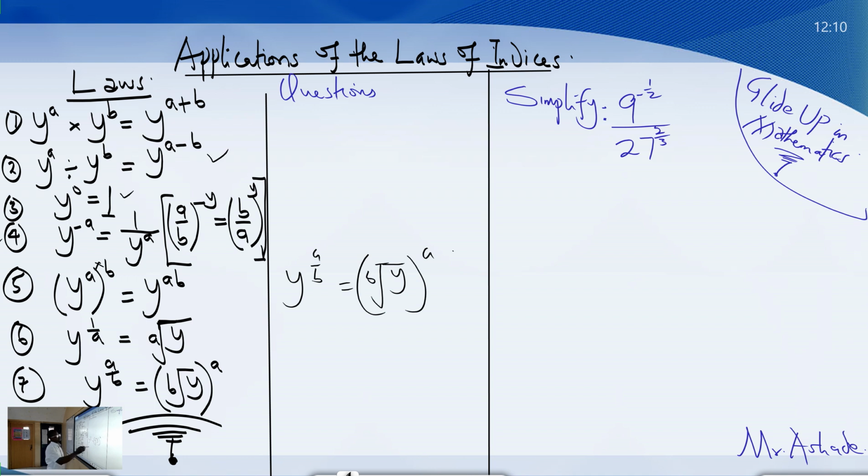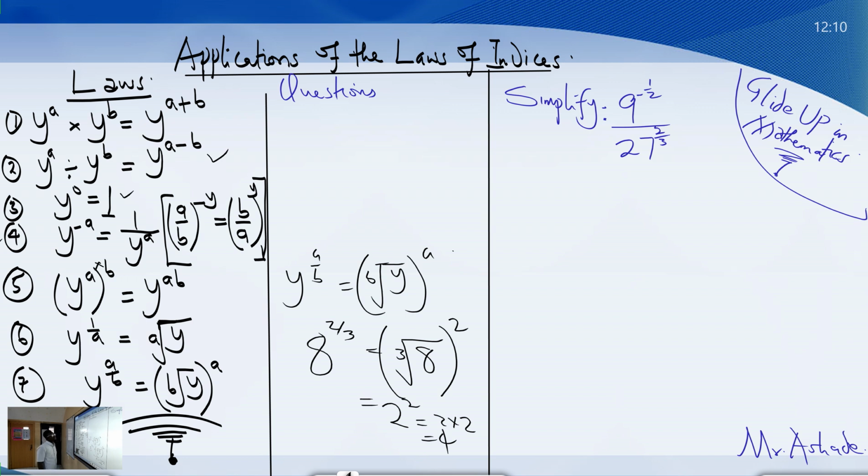So let's say you have 8 raised to power 2 over 3. This 3 becomes your root. That is the cube root of 8. Bracket it, then raised to the power of 2. Are we together? So the cube root of 8 means what number will multiply by itself 3 times to give you 8. And that is 2. 2 times 2 times 2 will give you 8. So you have 2 squared, which is 2 times 2, which is 4. So I hope that is clear.